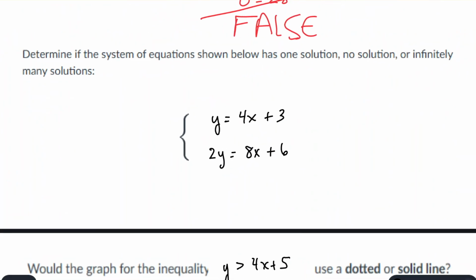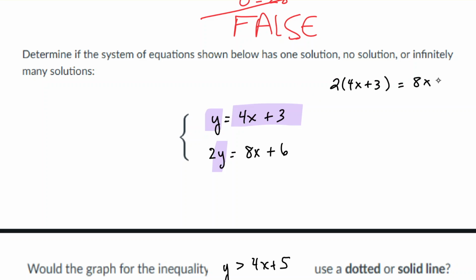Now for the next one, determine if it has one solution, no solution, or infinitely many. This is set up very nicely for substitution because the y equation is solved for, so I can substitute that into the other one. 2 times, I'm going to keep this whole term in parentheses to make sure I distribute. Okay. 2 times 4x is 8x. 2 times 3 is a plus 6.